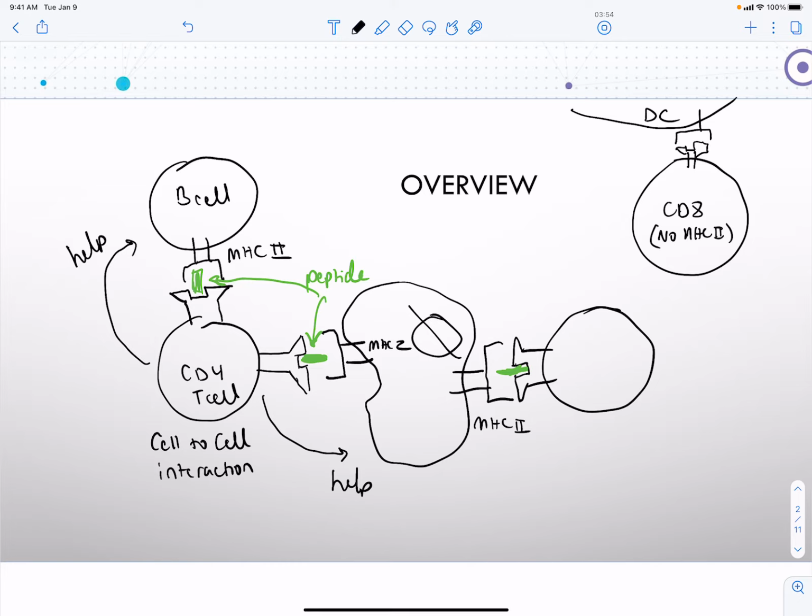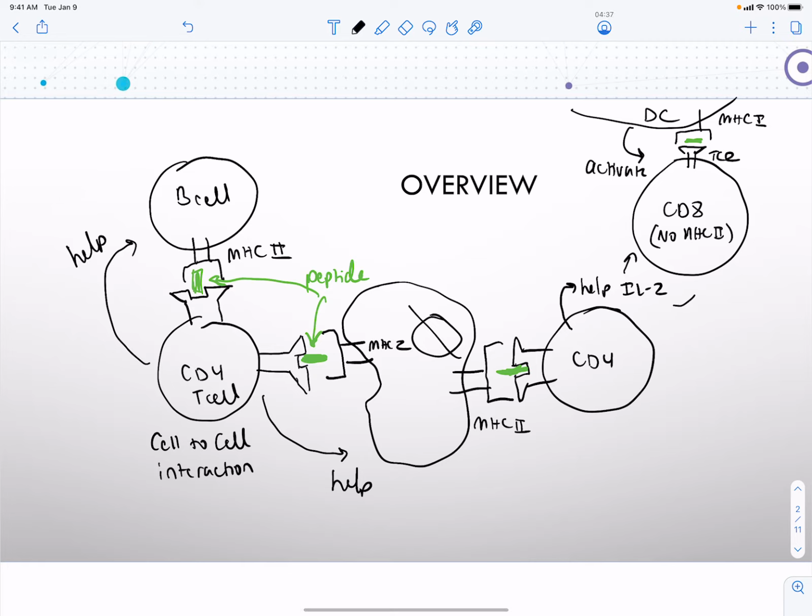This is the T cell receptor. And this is the same pathogen, so it's the green pathogen, but the peptide might look a little different. And this is on MHC1. And so the DC, as we know, can activate your CD8 T cell. And your CD4 T cell can help by giving IL-2.